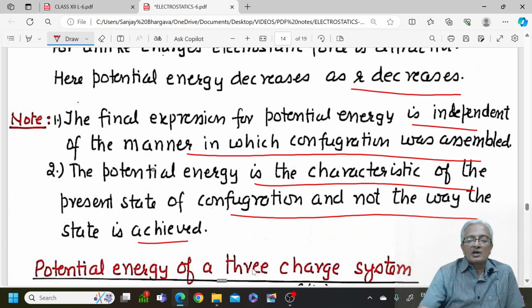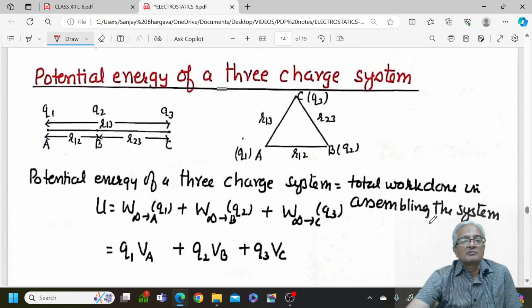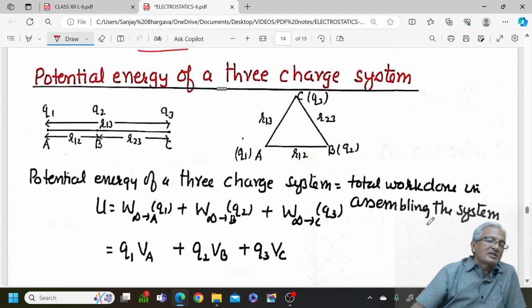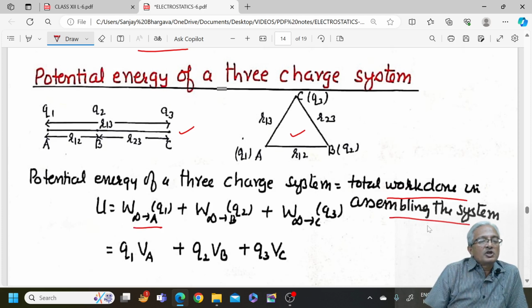Now we try to transfer the result to potential energy of a three-charge system. Three charges can be assembled either in a linear chain or can be arranged in a triangular manner. Potential energy of a three-charge system would be total work done in assembling the system. So the work done in bringing the charges Q1, Q2 and Q3: Q1 into potential at A plus Q2 into potential at B plus Q3 into potential at C.